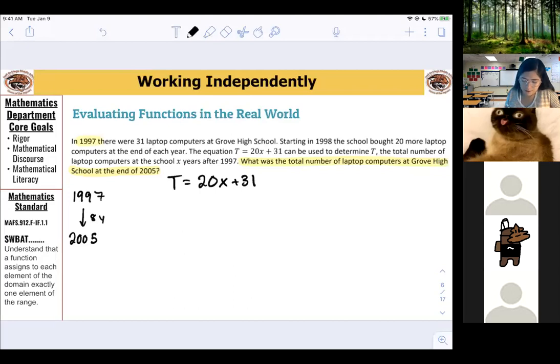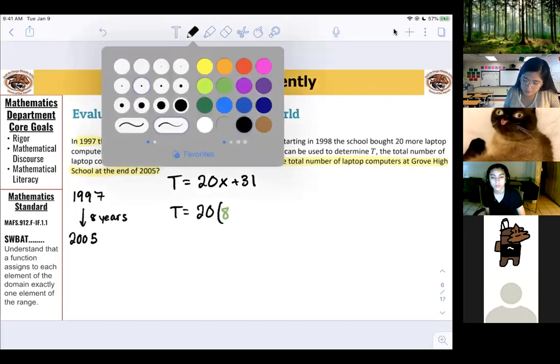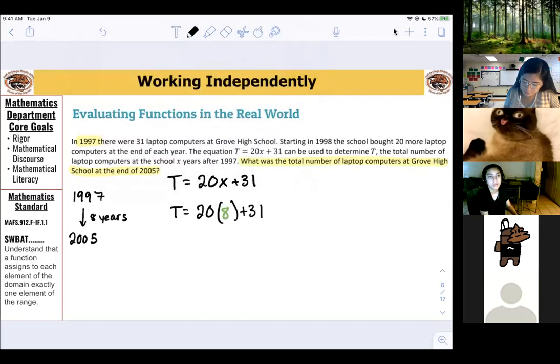8 years. So it's been 8 years. That's what I'm going to be plugging in. I'm going to be plugging in an 8. So t equals 20 times 8 plus 31. And after I do all the math, what is my final answer? Who would like to share it? Everyone who sent it to me got it right. 191. Good job. So 191 laptops.